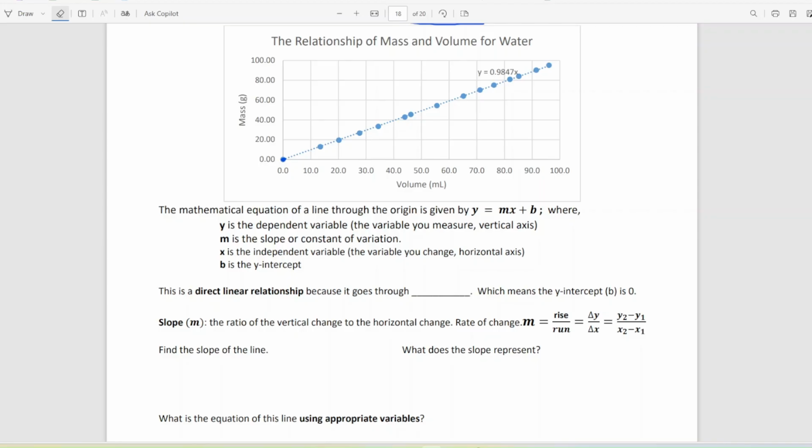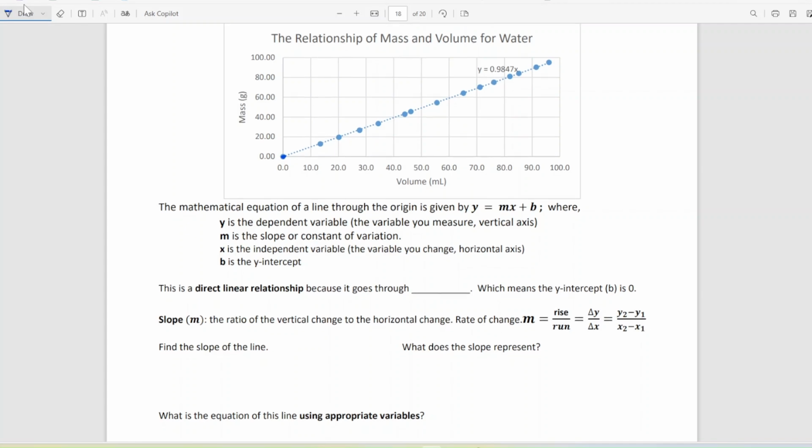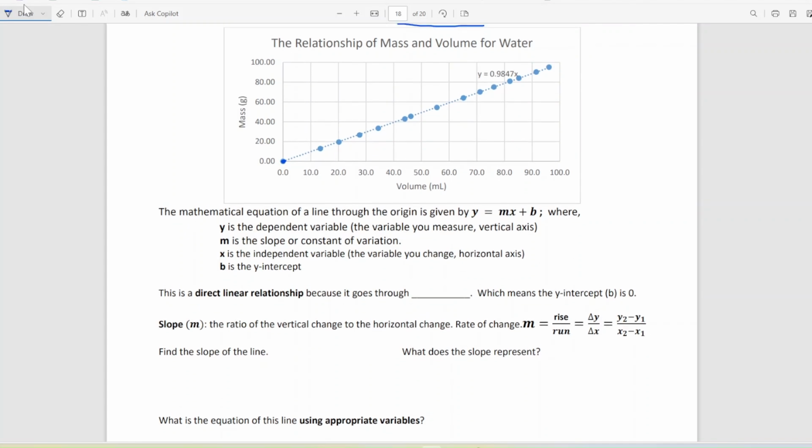Okay, so what are we going to do with this? Well, we can have mathematical equations to represent our data. Our y variable is representing our dependent variable, and that's going to go on the y-axis, obviously, which is the vertical. In this example, we've got mass, and then you're going to have a slope of a line. The slope is the constant of variation. So it's the amount that you are rising and running across this graph. The x will be your independent variable, which in this case is volume. And then b will be the y-intercept.